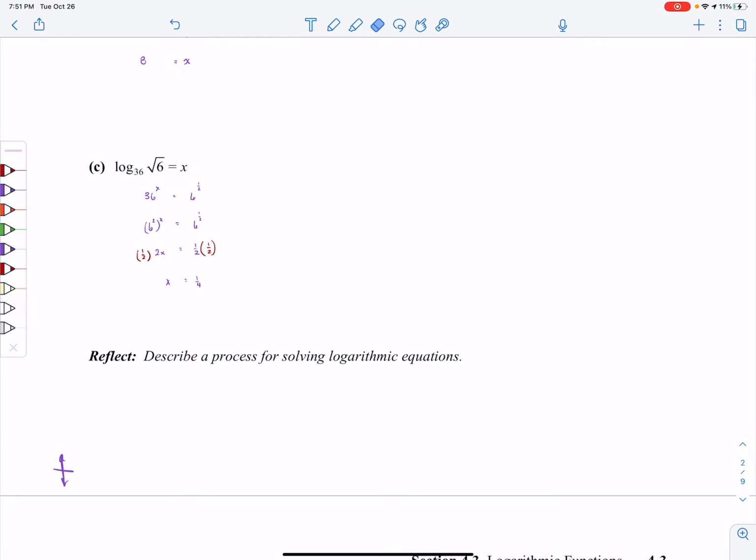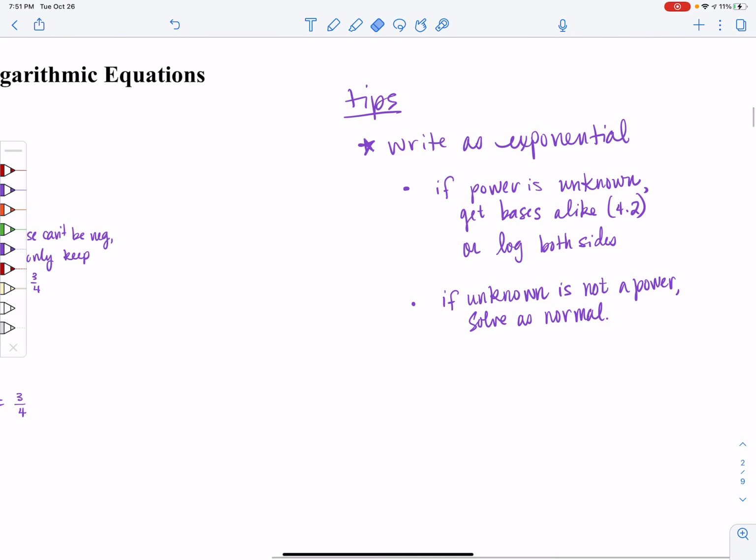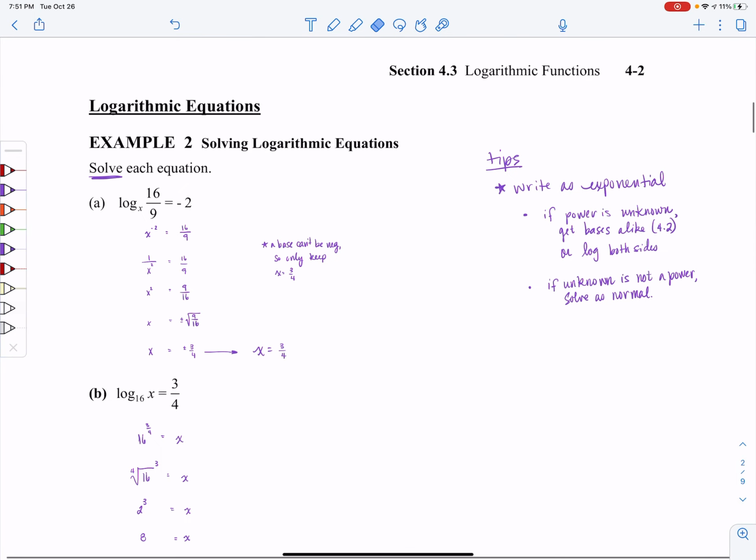Now this says to describe a process for solving logarithmic equations, and this little tip list here would be the process for solving these equations.